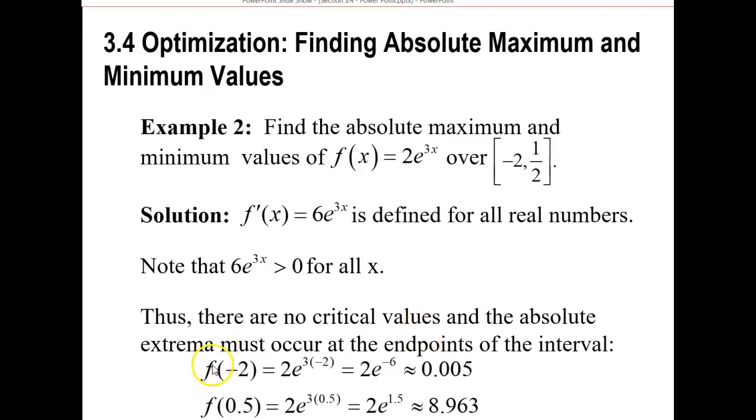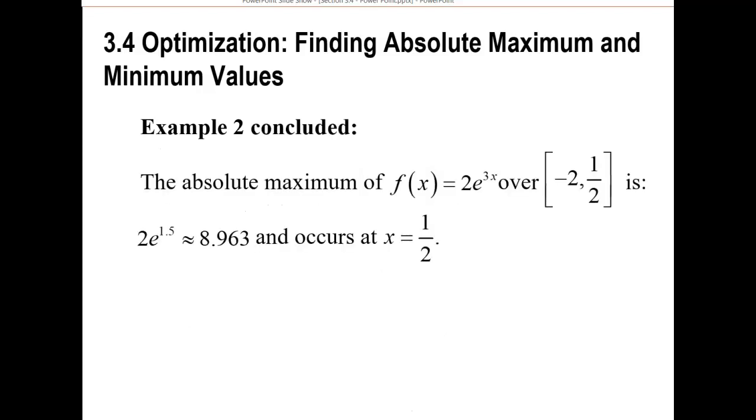So we just have to plug in the endpoints of the interval, negative 2 and 1/2, back into the original function, and then compare. When I plug negative 2 in, we get about 0.005, and when I plug in 0.5, we get about 8.963, which would mean this is the max, 8.963 occurring when x is 1/2, and 0.005 is the min, and that occurs at negative 2.